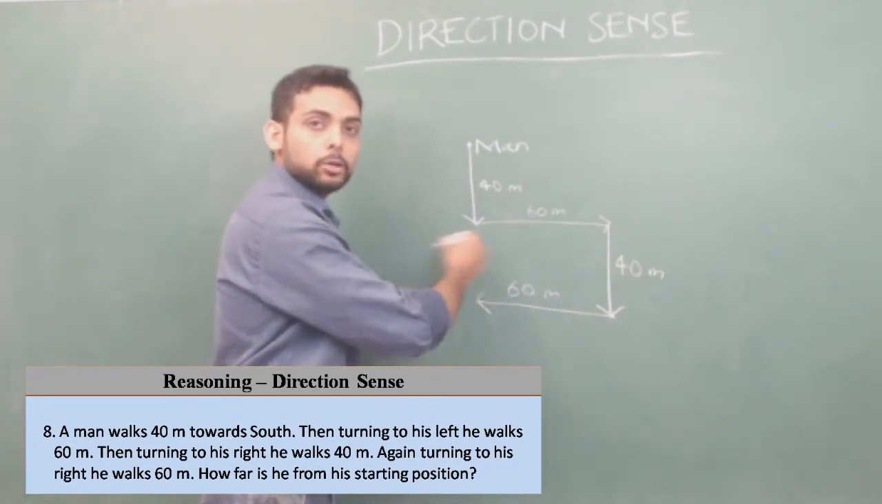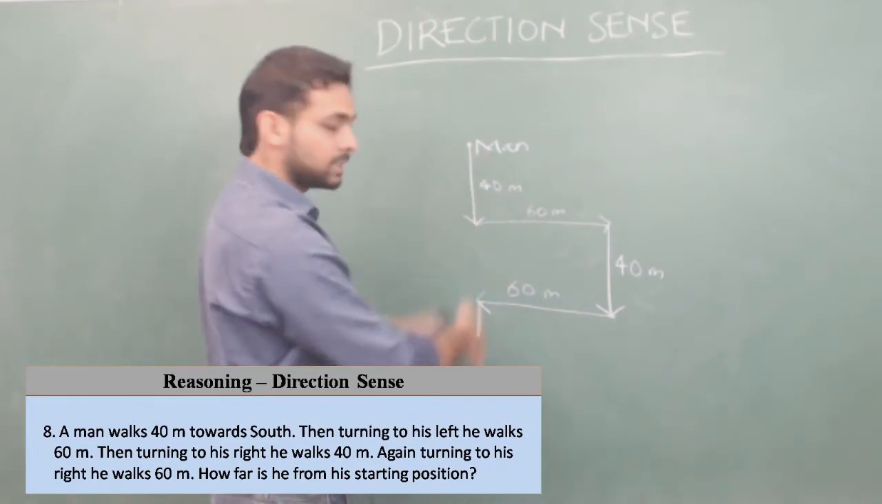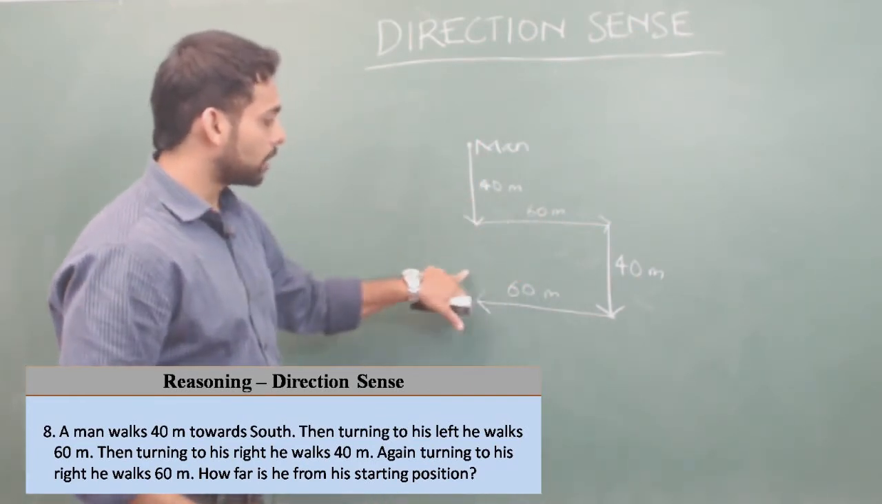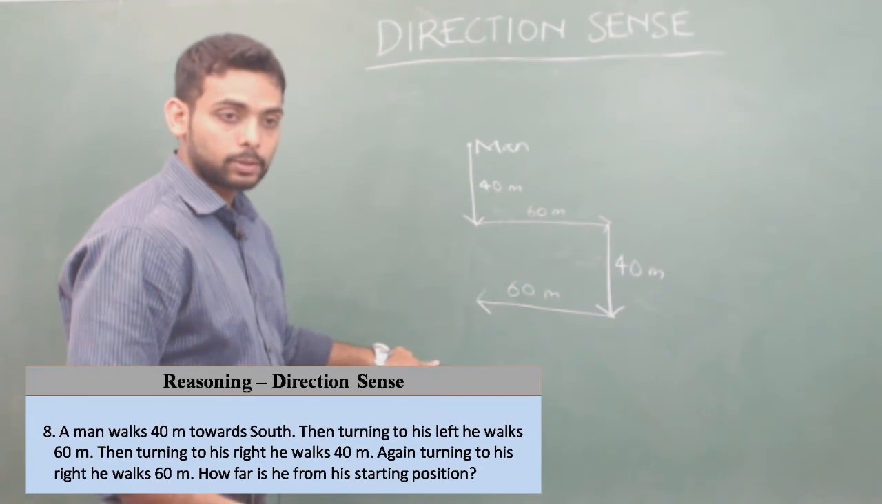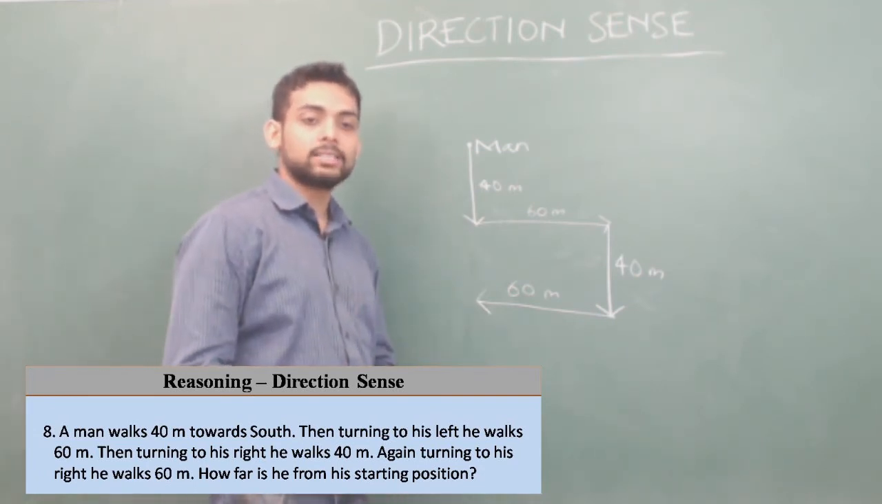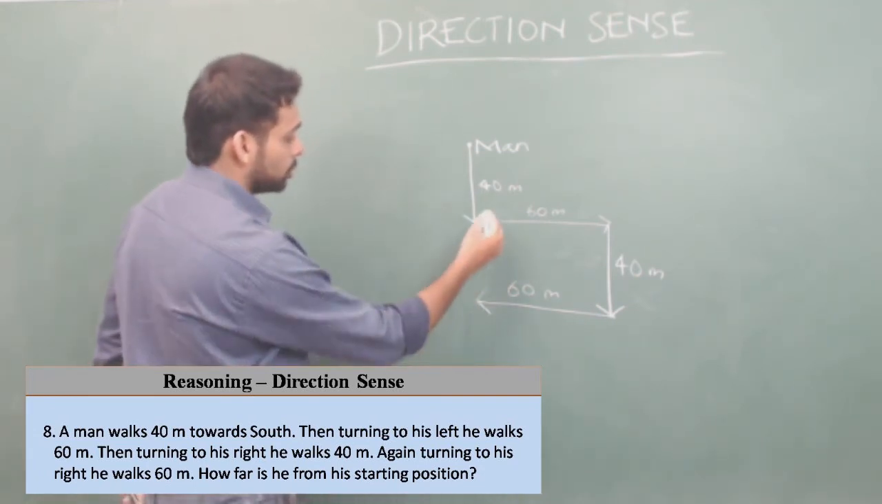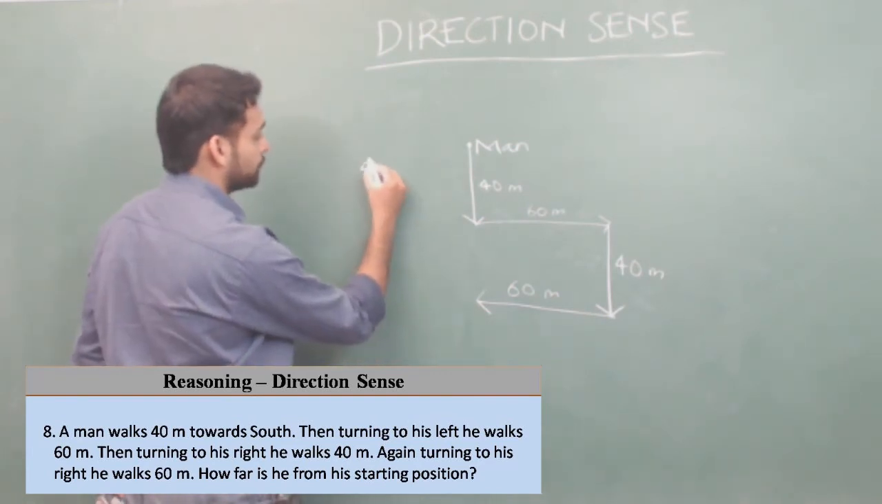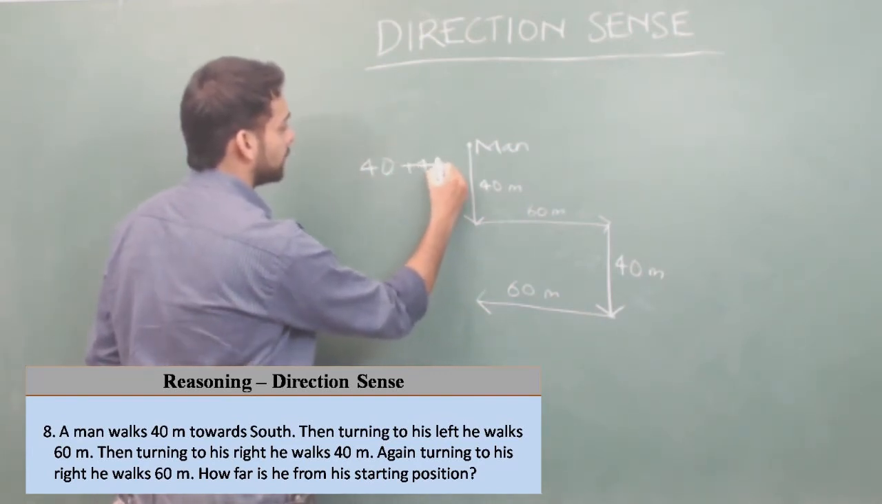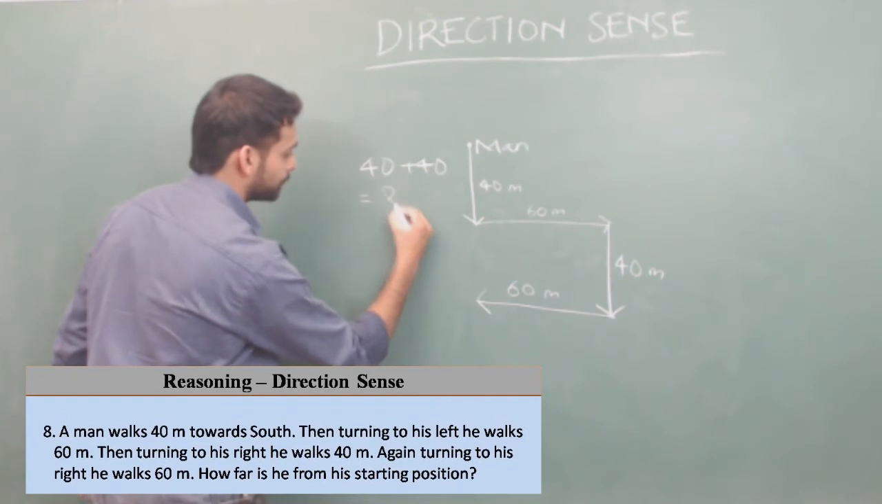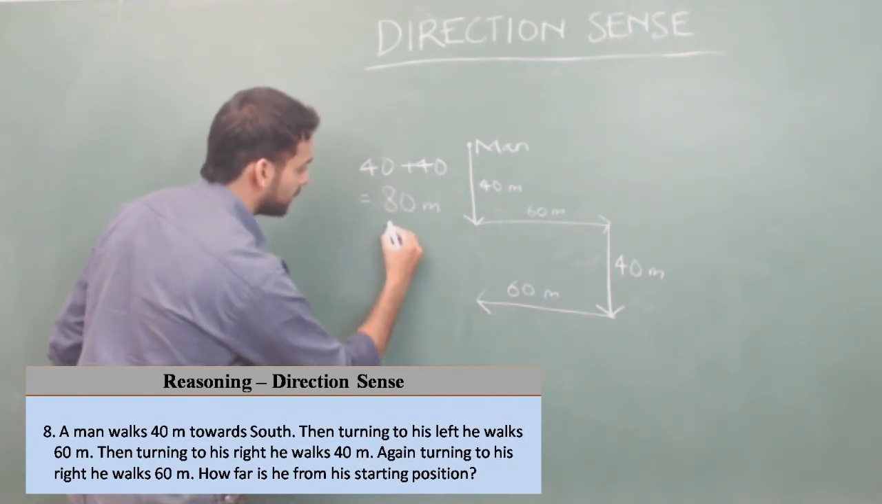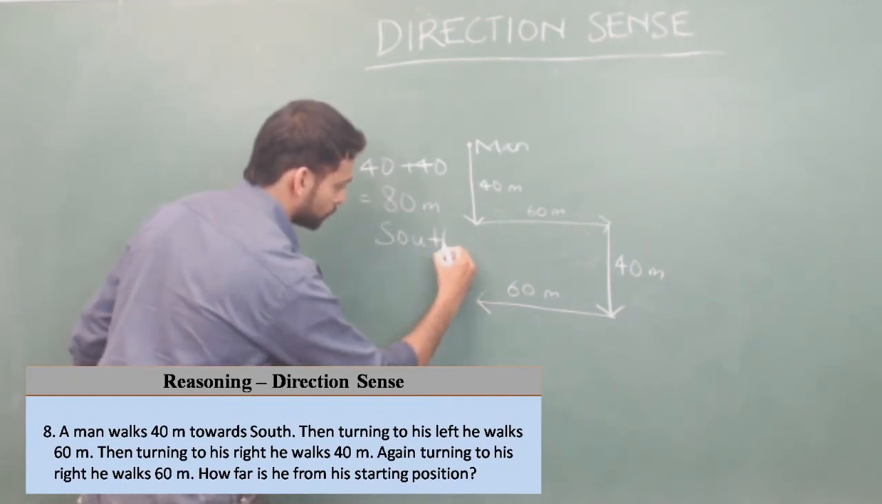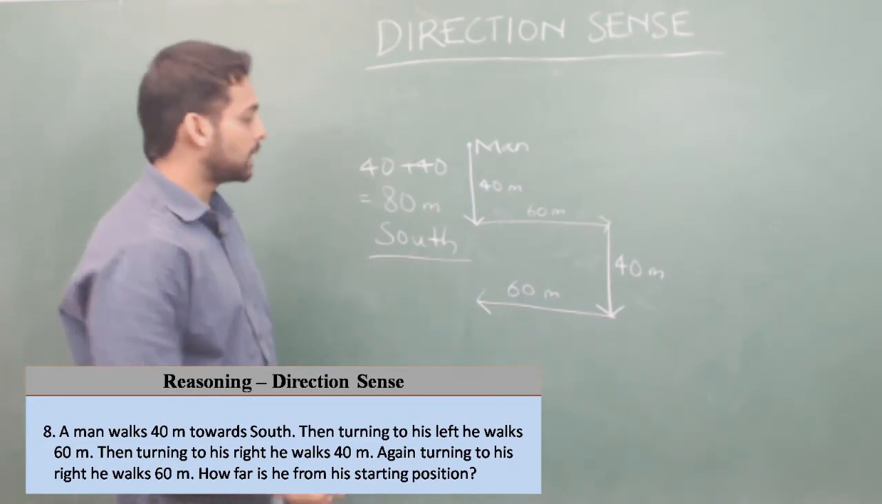So there is no latitudinal change. Okay, it is 0. He is in the same line. Just that 40 plus 40, he has walked 80 meters south. Okay. Our question is, how far is he from his starting point? So I'll say that it is 40 plus 40, that is 80 meters south. This is my answer.